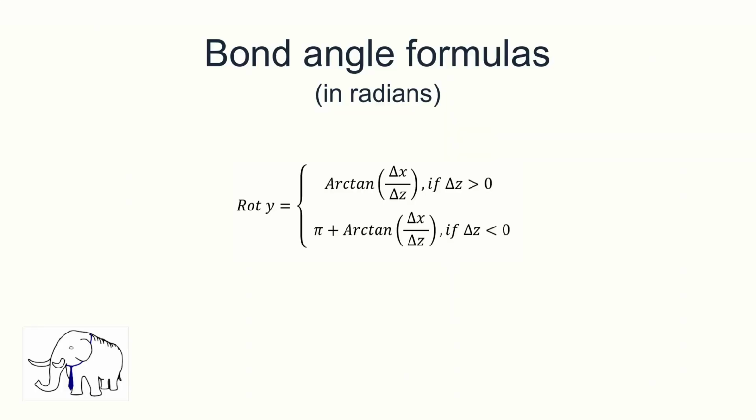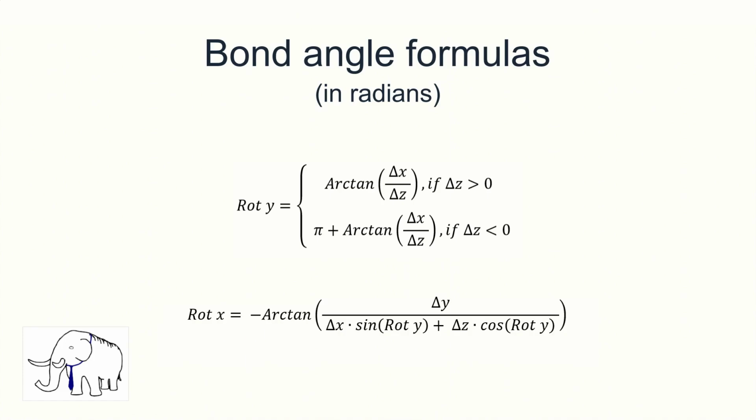Here are the formulas. We have to calculate the rotation about the Y-axis first. If delta Z is greater than 0, we need the arctangent of the delta X over the delta Z for the two elements on either end of the bond. And if the delta Z between the two atoms is negative, then we have to add pi radians to the rotation about the y-axis. And if the delta Z is exactly equal to 0, well, then don't do that. Change one of the Z coordinates by a tiny amount so delta Z is not exactly 0. We can then calculate the angle of rotation about the x-axis. Just be sure not to forget the negative sign out in front.